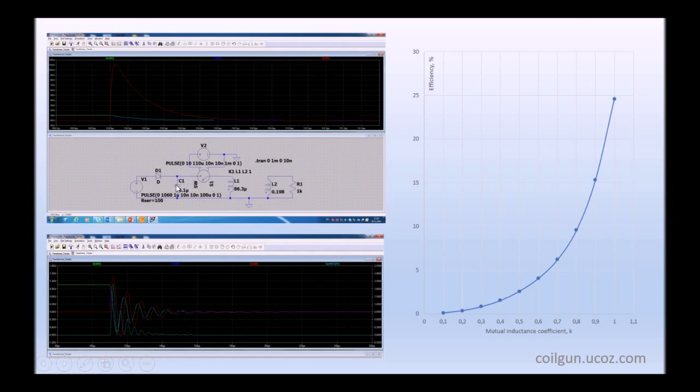For example, the series resistance of this capacitor. And this is the form of the output pulses of this transformer.